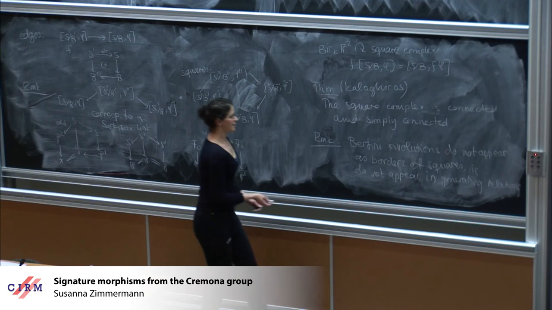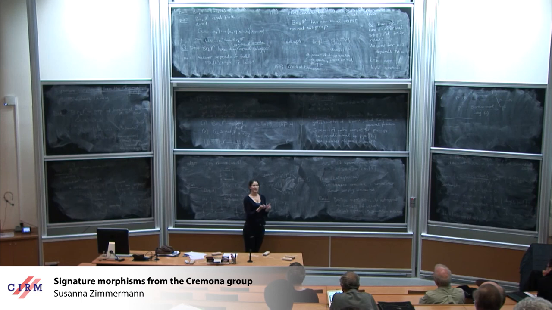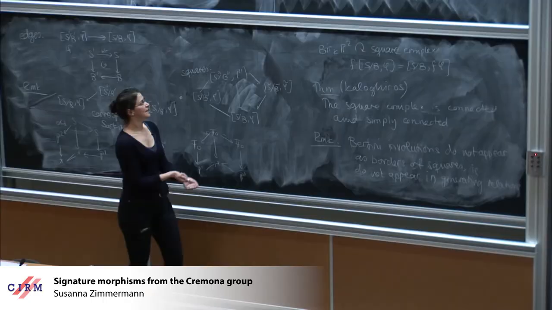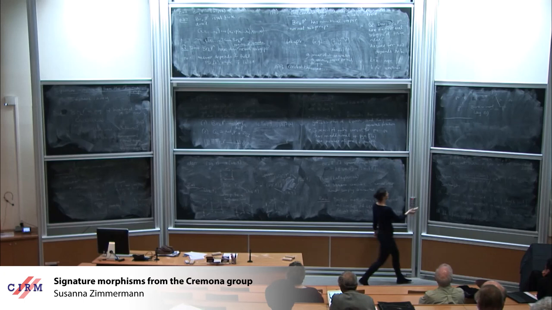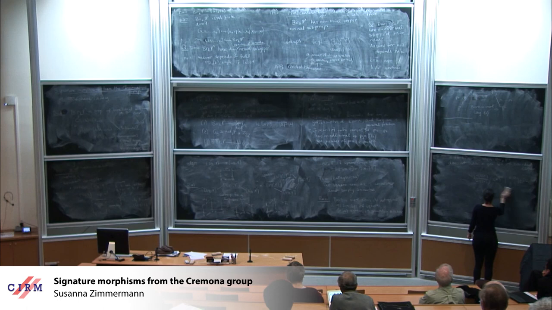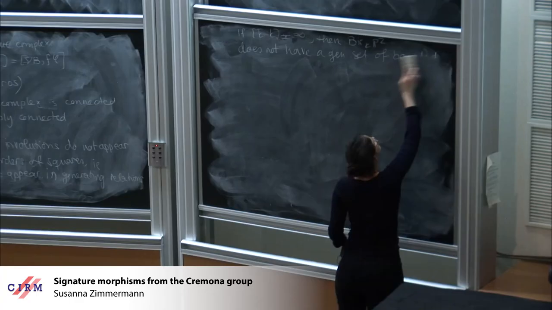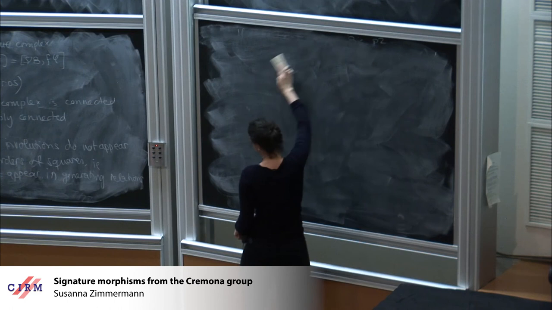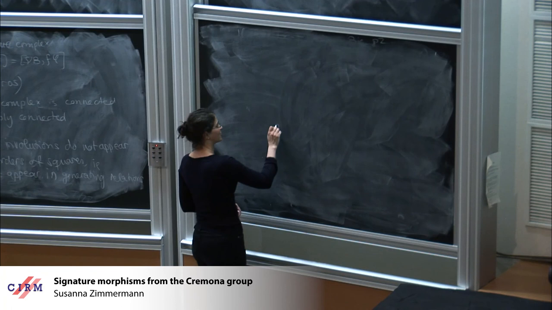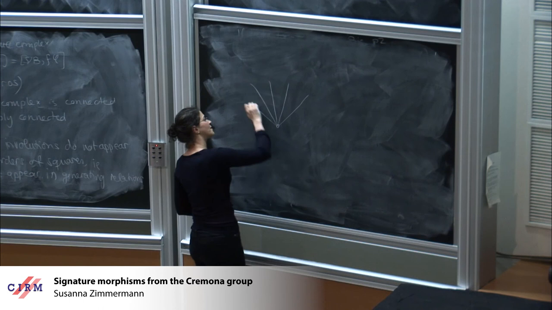And now, in the square complex, we contract everything that is not in the orbit of a Bertini involution. And what we obtain is a tree, and its fundamental domain is a Bass-Serre tree. So what I want to say is that a fundamental domain of the quotient is of this form.